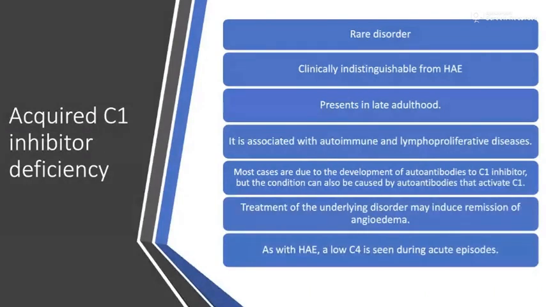Short note about C1 inhibitor deficiency, acquired C1 inhibitor deficiency. This is a rare disorder and is clinically indistinguishable from hereditary angioedema. It presents in late adulthood. It is associated with autoimmune and lymphoproliferative disease. Most are due to an antibody inhibitor caused by antibody against C1. Treatment is of the underlying condition. As with hereditary angioedema, C4 is low during the acute episodes.